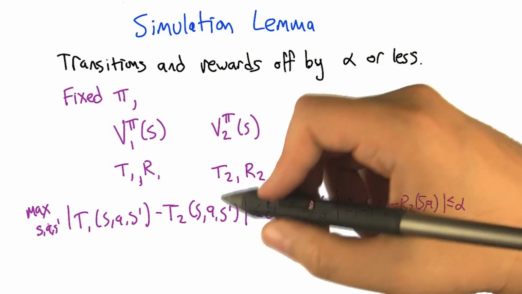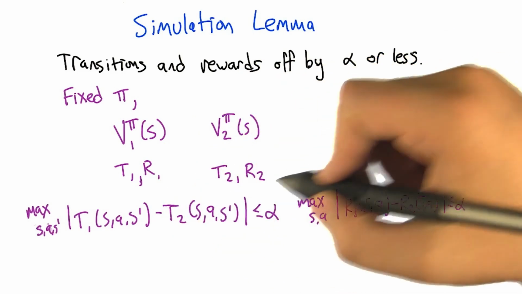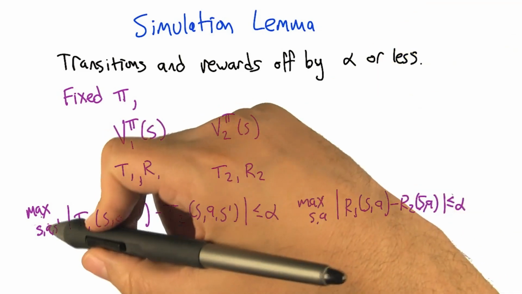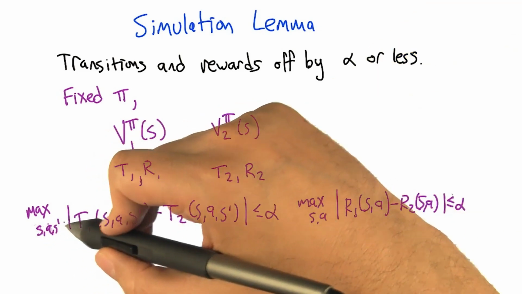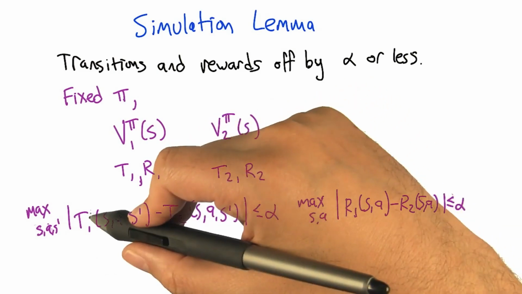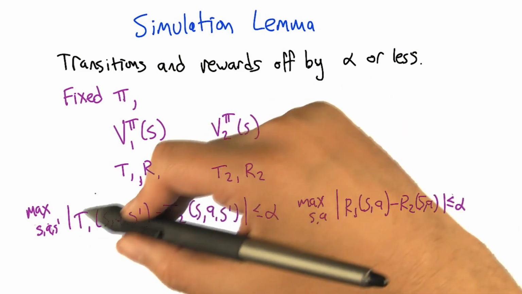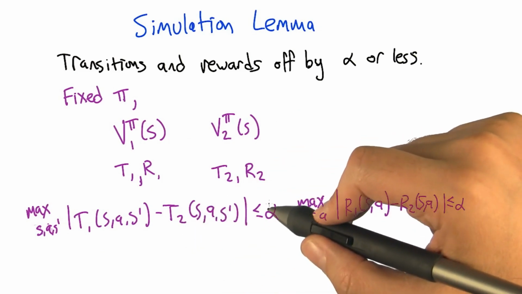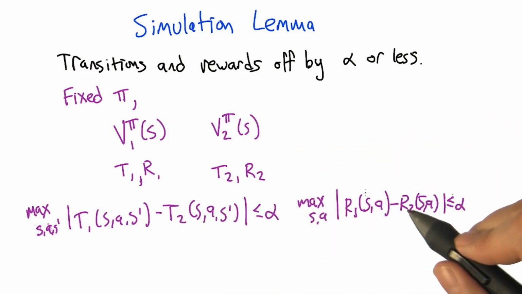And just to be concrete, this is what I mean by the transition functions and reward functions not being too different: we have this value alpha, and if we take the maximum over all state, action, next state triples, the probability assigned by transition function T1 and the probability assigned by transition function T2 are not different by more than alpha. And same thing with the rewards.